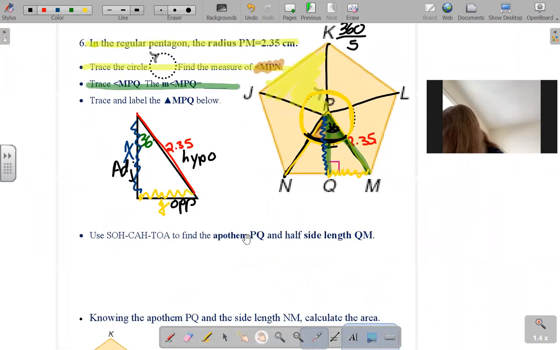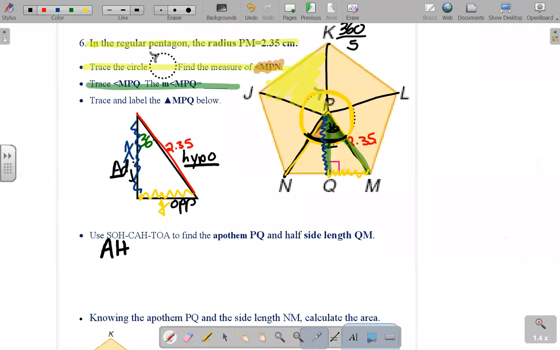Have, need, do. For X, we have the hypo, which is an H. We want the adjacent, which is A. And you ask yourself this, what goes with AH? Cosine! Sorry, those of you at home who weren't expecting that, probably scared you. That's okay. So it looks like this. Cosine theta over 1 equals adjacent over hypo. Cosine 36 over 1 equals adjacent, which is our X, hypo 2.35.